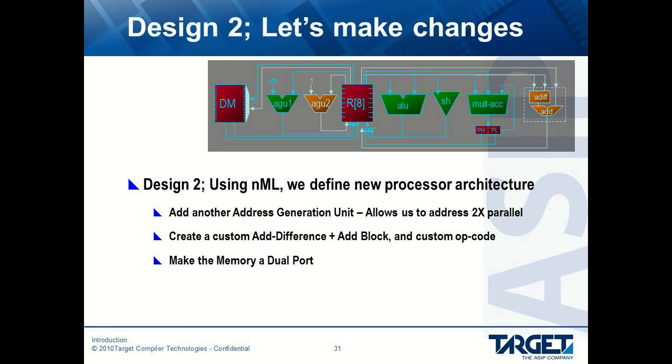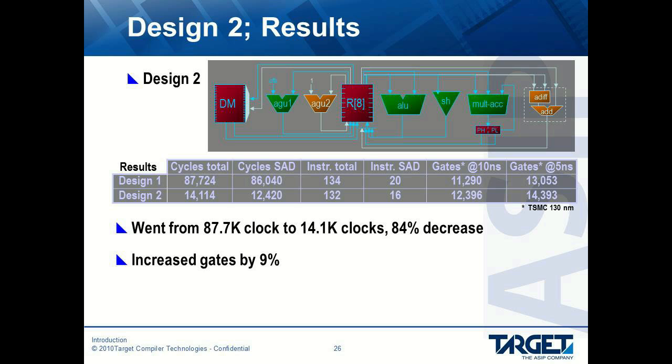In Design 2, we've decided to add another address generation unit, allowing us to read and write from the register ports at the same time. We've also created a special block called an add difference plus add on the very right side, and we've made the memory now a dual port memory. We've configured this in NML and we'll run it again. Looking at the results of Design 2, our total clock cycles have gone down to 14,000 clocks. That's an 84% decrease in clock cycles needed, and the gates have only gone up by about 9%. We're on the right track here to improving our design.